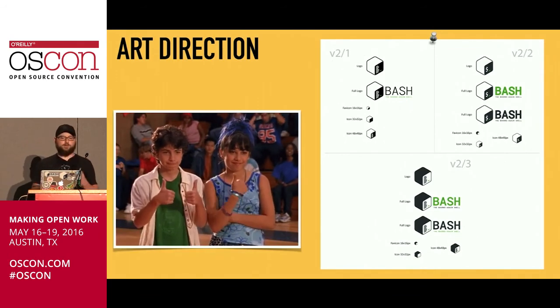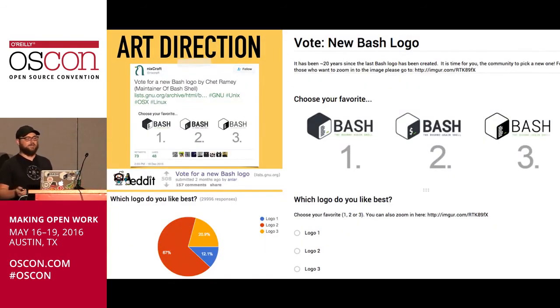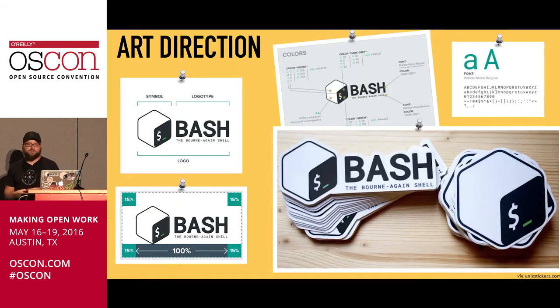So what do you do when you have three choices? You have an election. You put it to a vote. So he put it on his mailing list, and I was like, oh, wow, I'll get like 2 votes. Viral on Reddit, viral on Twitter. 30,000 votes later, we have a new official Bash logo.